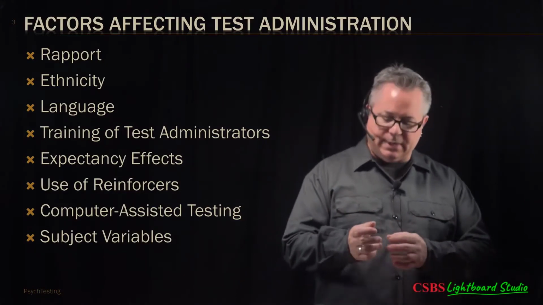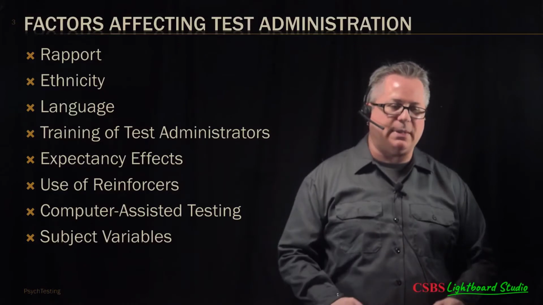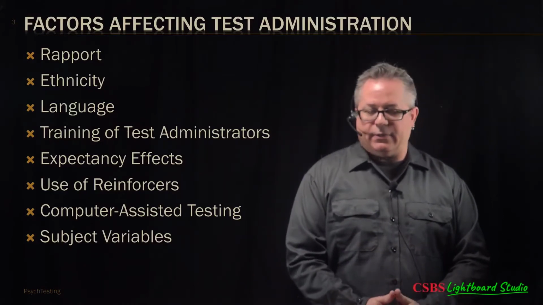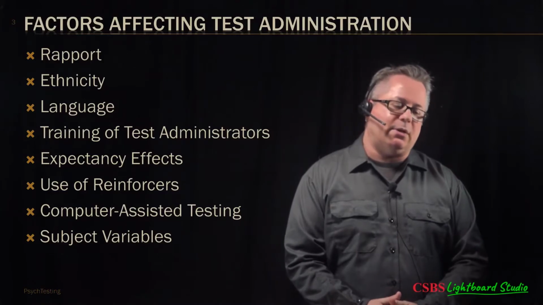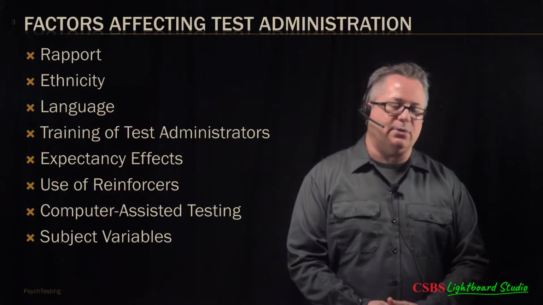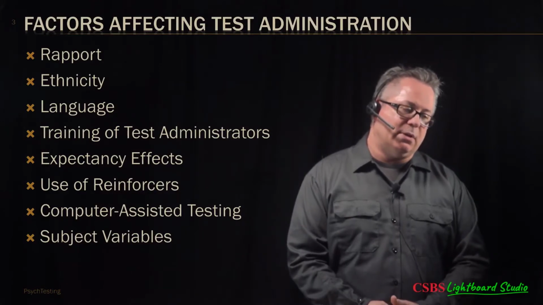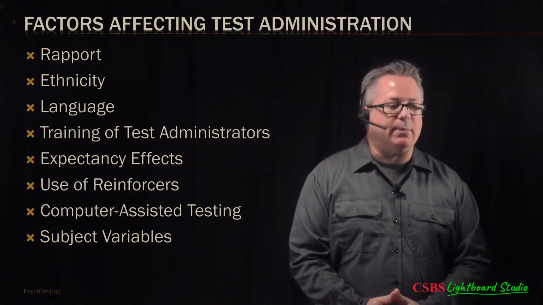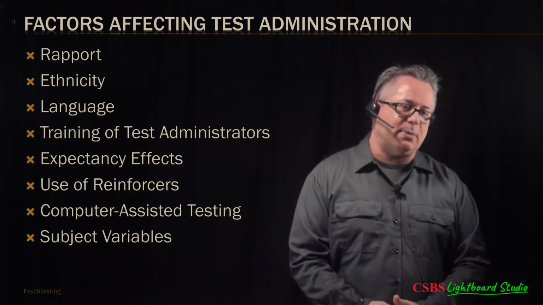They may actually behave in a way that matches your expectancy, and you may do so completely without knowing you're doing it. So if you're told that someone is smart, and you're giving them an intelligence test, the things that you do and the way that you behave with them may actually elicit a higher response.